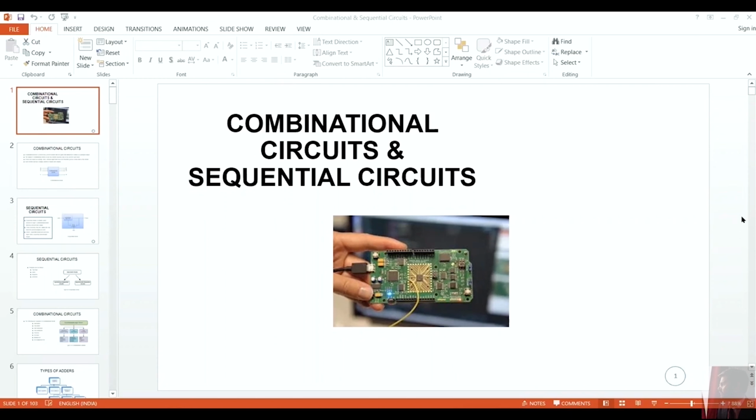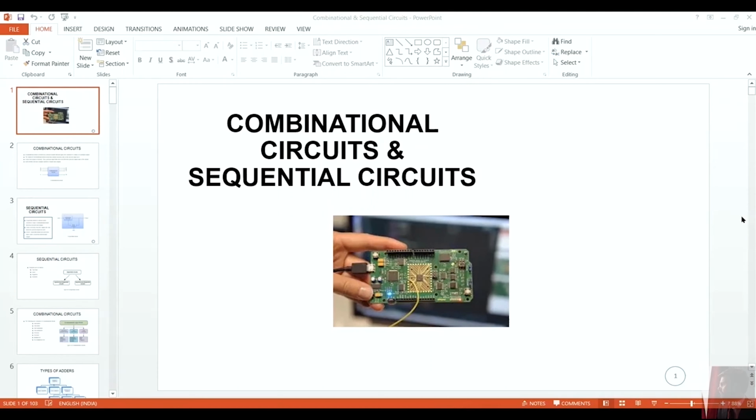So we already had one video on the basics of digital electronics, and you can go to the playlist and check it out. I already shared one video on the multiplexer, how we can make a multiplexer on Tinkercad. Today we are going to talk about combinational and sequential circuits. So many of you might have a doubt in mind about what these combinational and sequential circuits are.